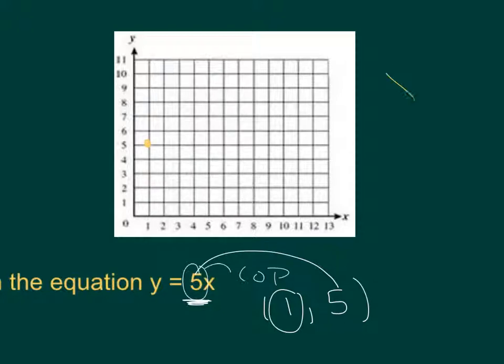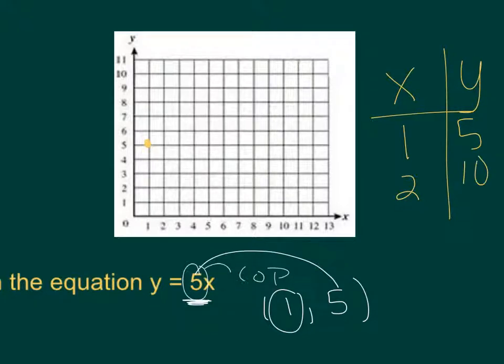And if we're graphing, I often like to make tables. So I know I'm going to go over 1 up 5. Well, then let's just go in order. Over 2 would be up 10. So I can go ahead and put a point at 2 and 10, which would go right here.